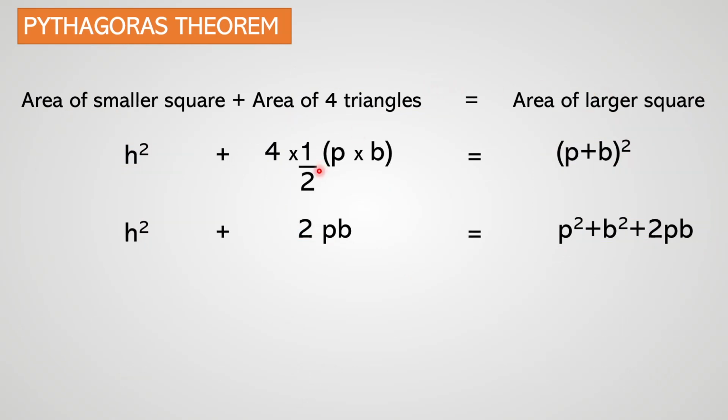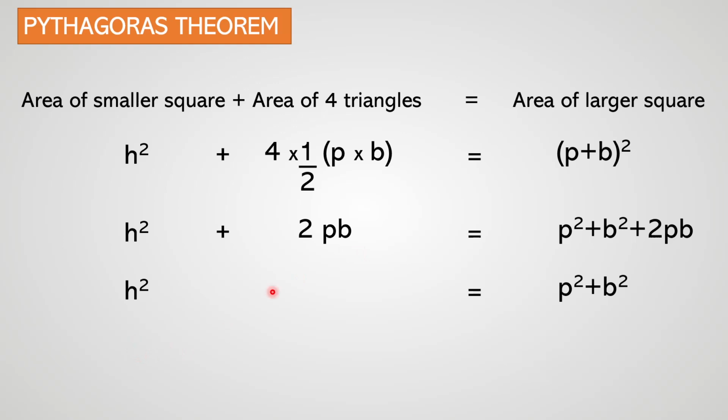Now, as we know, this 2 and this 4 get cancelled, so it becomes 2pb. This remains h square. This we'll just open the bracket. So this becomes p square plus b square plus 2pb. Now we can see that 2pb is present on both the sides, so 2pb gets cancelled, and the equation that remains is h square, that is equal to p square plus b square, right?